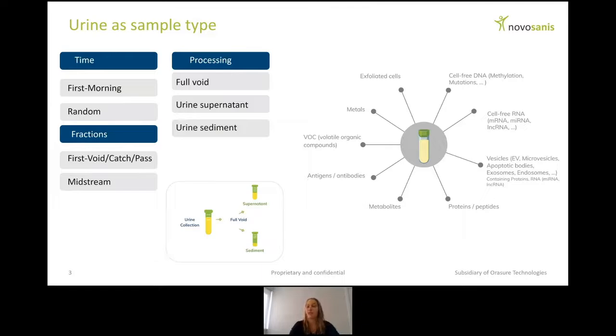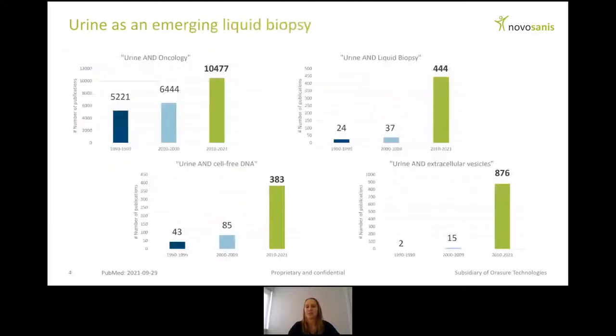Next to the different collections and fractions, urine contains a lot of components that can be used as biomarkers for the detection of diseases such as cancer, urinary tract infections, and a lot of other ones. Here, in this figure on the right, we can see that urine contains both cellular and cell-free components, but also proteins, metabolites, and volatile organic compounds can be found in urine, and even the concentration of metals in urine can be used as a biomarker. Urine clearly is an emerging liquid biopsy.